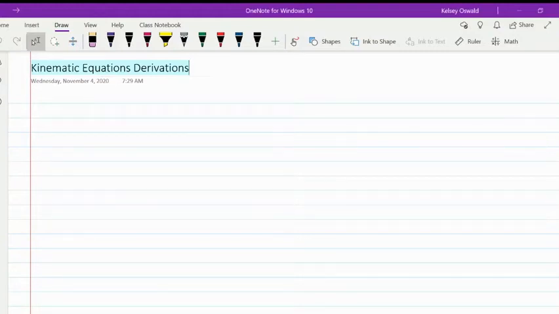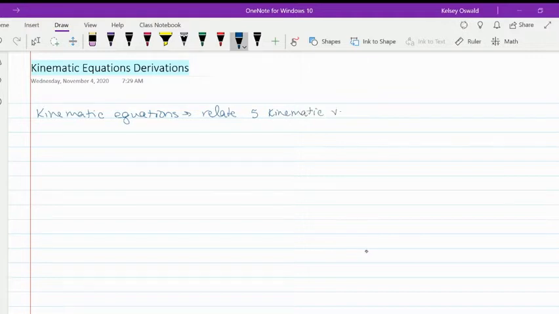So today we are going to start looking at the math we can use in our acceleration problems. We are going to look at something called our kinematic equations. What these equations are going to do is relate our 5 kinematic variables, and our kinematic variables are variables that describe motion.